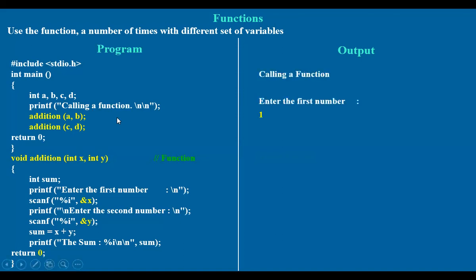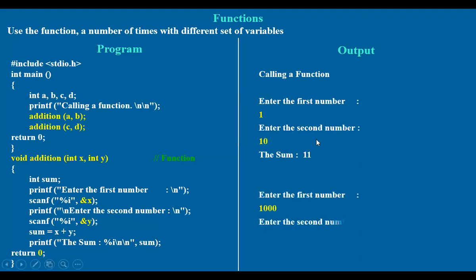Now compile and execute. The function is called once, then a second time. This is the sum. So like this, whenever you call it a number of times, the same function will be executed and does the operation like this. So this is the basic functioning of a function, right?